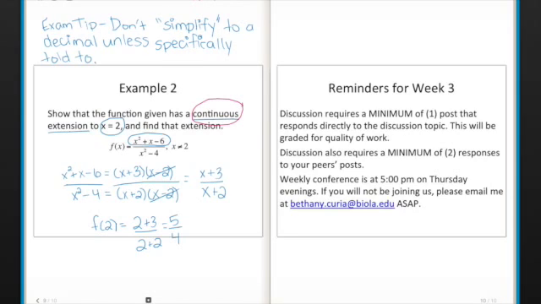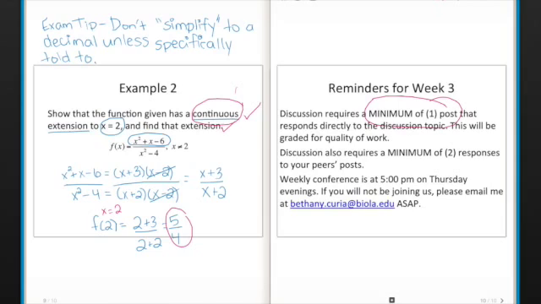So now we have shown that the function has a continuous extension to x equals 2 because we were able to simplify our function and find that extension. We simplified our function, we plugged in x equals 2, and we found that that extension was 5/4. So we've completed both parts of the question without doing too much work.